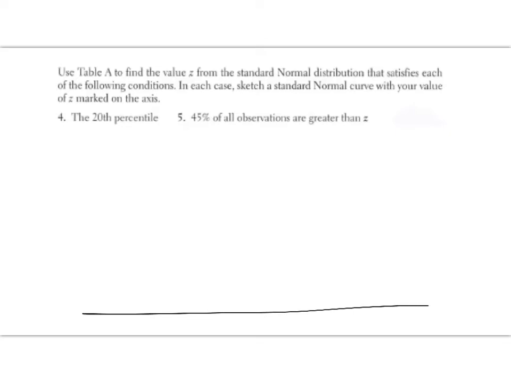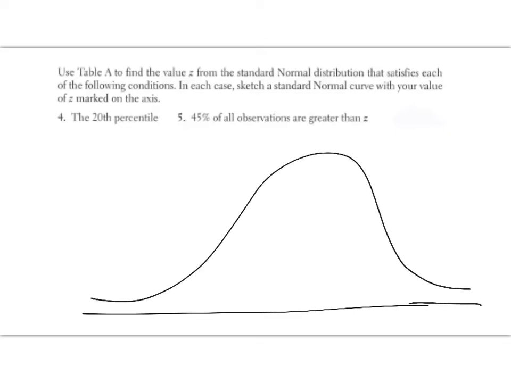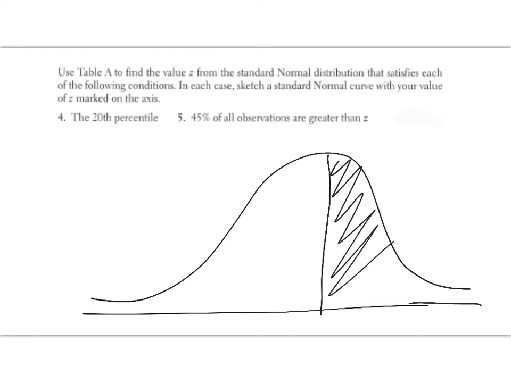Okay. And so the 5th one here, 45% of all observations are greater than z. So I've got my curve. That's kind of a wonky looking curve there. And I want 45% of observations greater than. So I need to find not quite 50%, and I want greater than, so I want over here to the right.